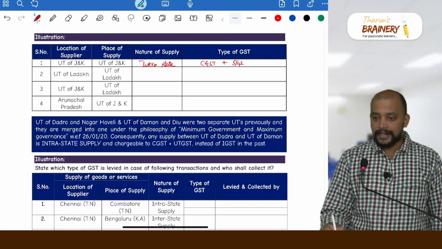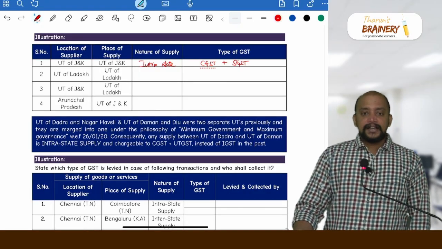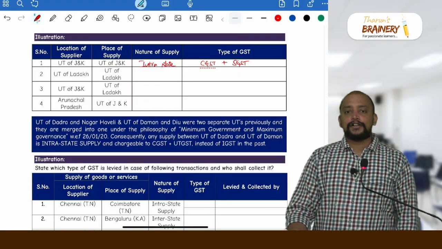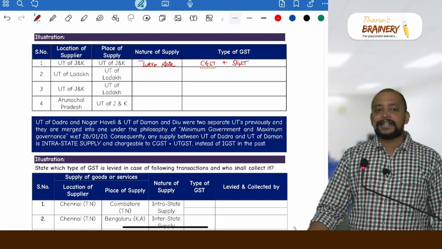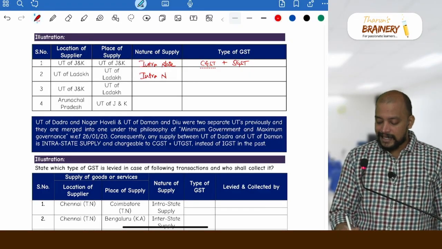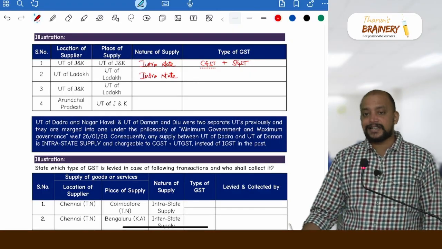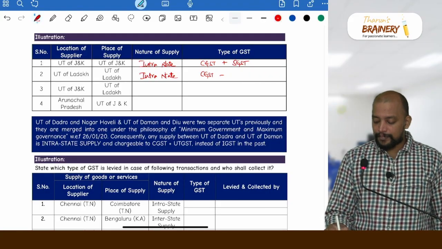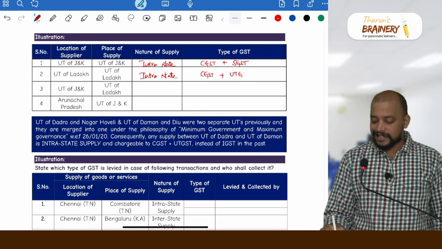So SGST. Then next. Location of supplier, Union Territory of Ladakh, and place of supply also Union Territory of Ladakh. Intra or inter? Intra. Intra-state. And what is the type of GST? CGST plus UTGST.